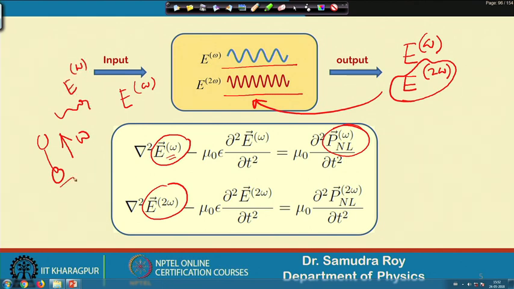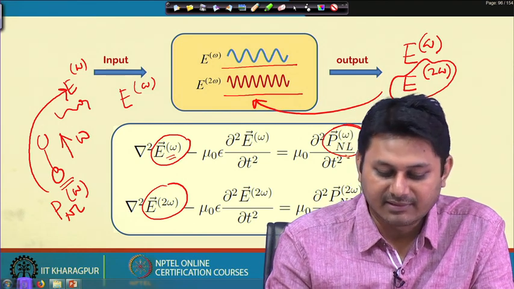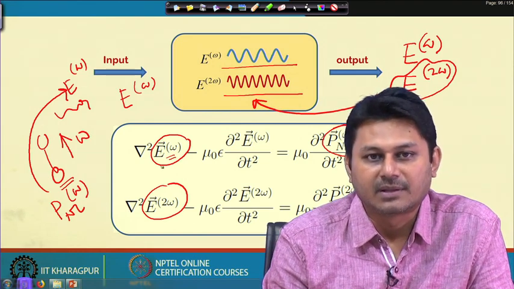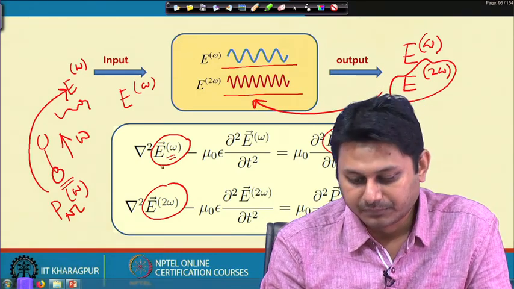So, that is why the source term is nothing but the P nonlinear, which is vibrating at the frequency omega. So, that is the source of the electric field which is generating, and the frequency of the electric field is the same as the frequency at which the polarization is vibrating. Here the nonlinear polarization is vibrating with the frequency omega, and as a result we are getting an electric field which is also vibrating with the frequency omega.